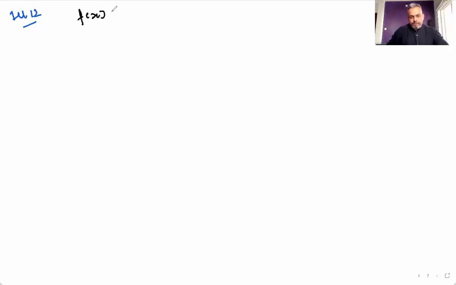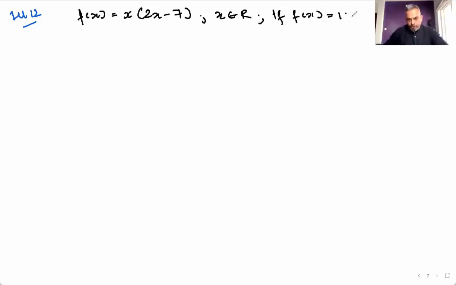f of x is equal to x in the bracket 2x minus 7, where x belongs to R. R means all real numbers, all types of numbers are included in R. Please also write the question. If f of x is equal to 15, then we have to find the value of x.